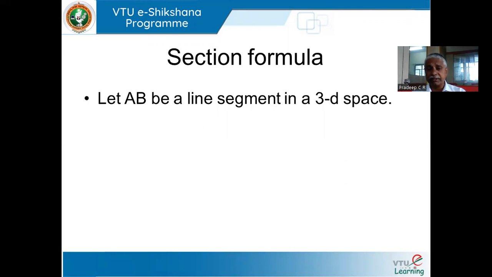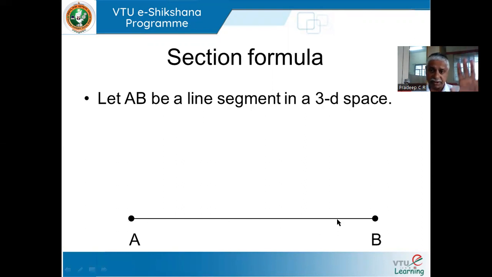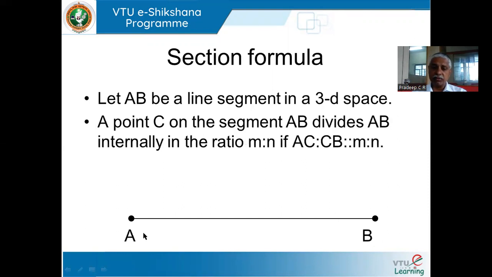Another formula which you have in your syllabus is called section formula. So here also it's similar. Let AB be a line segment in three-dimensional space. So here is a three-dimensional space. AB is a straight line. A is here, B is here. I'm not saying it's in a plane. It is in three-dimensional space, anywhere it could be. A is x1, y1, z1. B is x2, y2, z2.